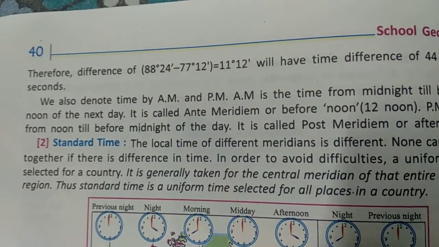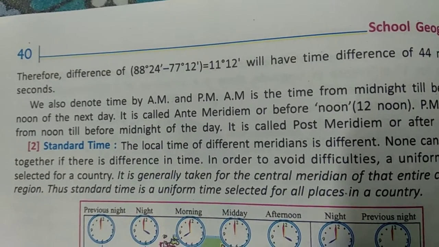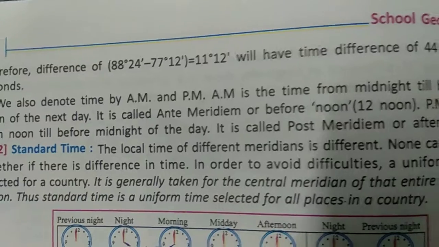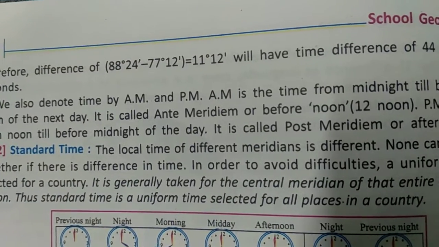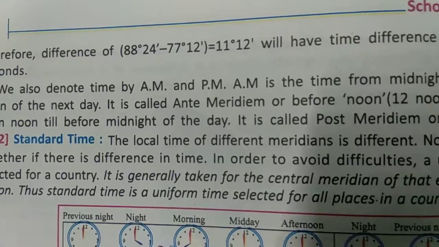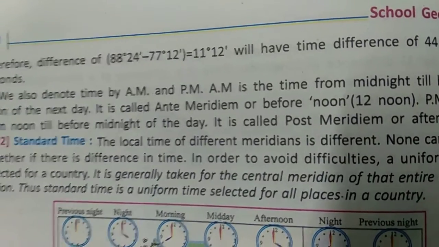Okay, AM, PM. AM stands for ante-meridian, the time from midnight till before 12 noon. PM is post-meridian or afternoon, the time from noon till before midnight of the day.